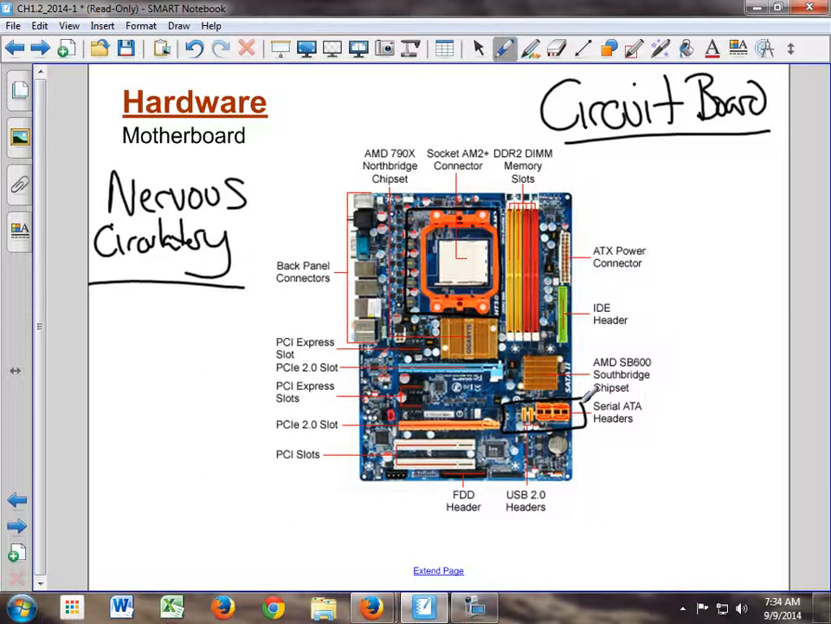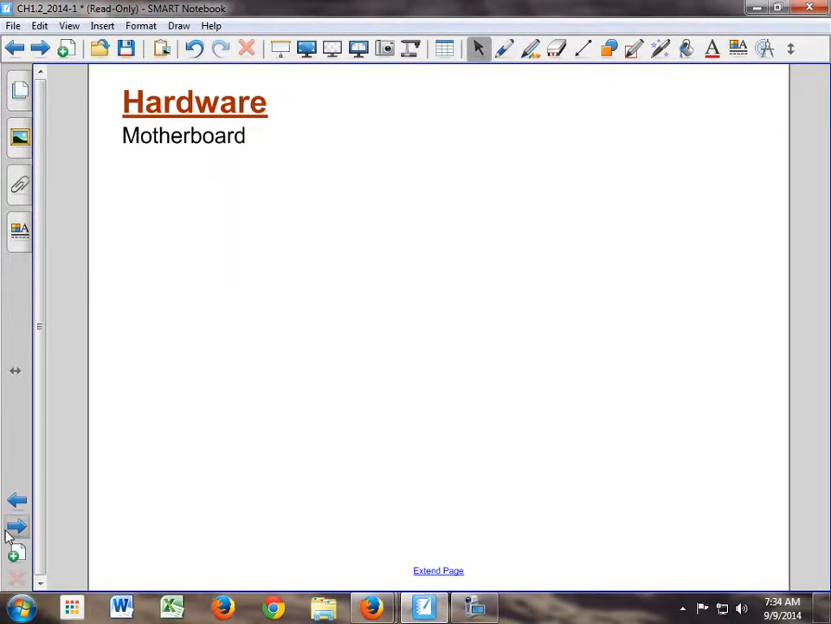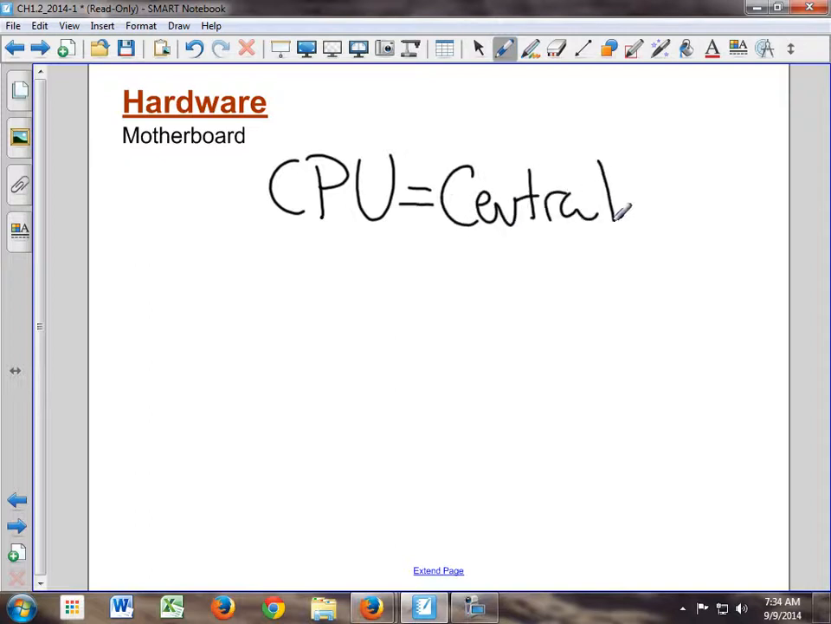So everything connects to the motherboard. When I look at a motherboard, the first thing that it decides is our CPU, which we're going to say in a minute is the central processing unit.